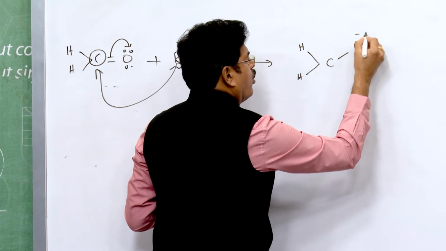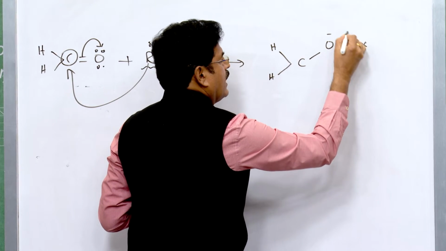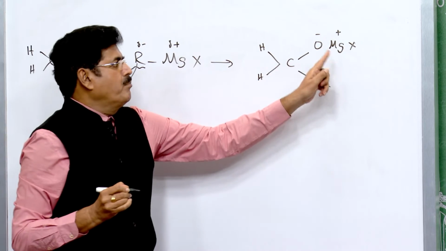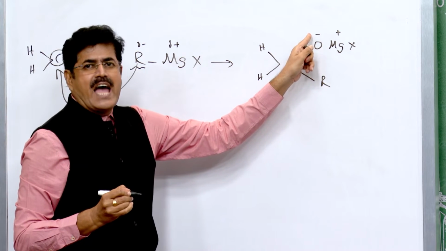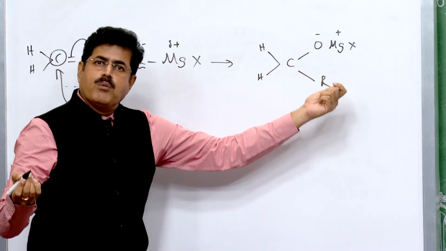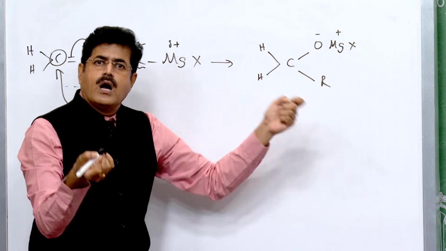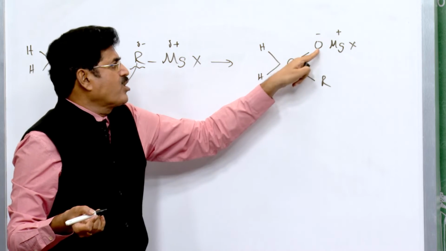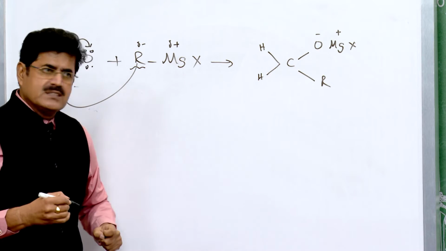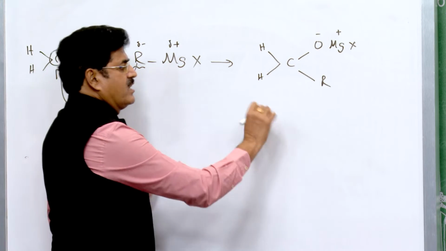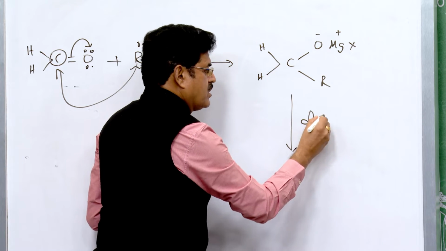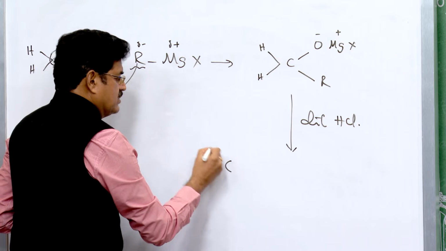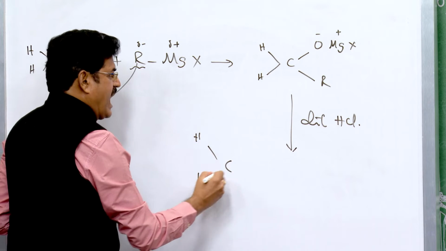C, O minus, MgX plus, and this is R. This is the halo magnesium alkoxide ion. Halo means bromo, iodo, chloro, the halogens. It is a halo magnesium alkoxide ion because O has a negative charge. This tetrahedral intermediate, when treated with dilute acid, for example dilute HCl, generates the primary alcohol.